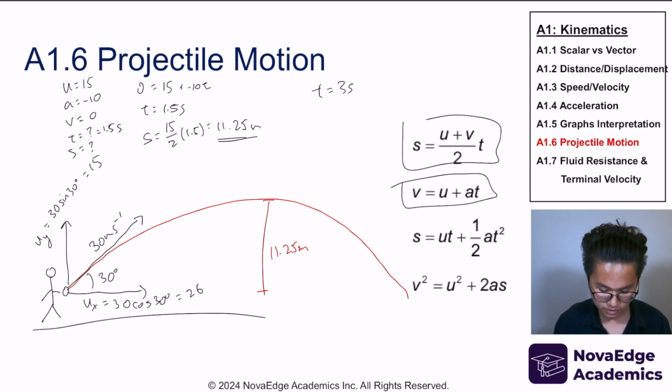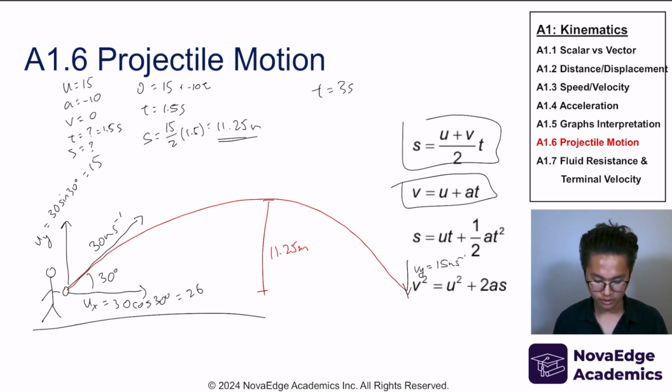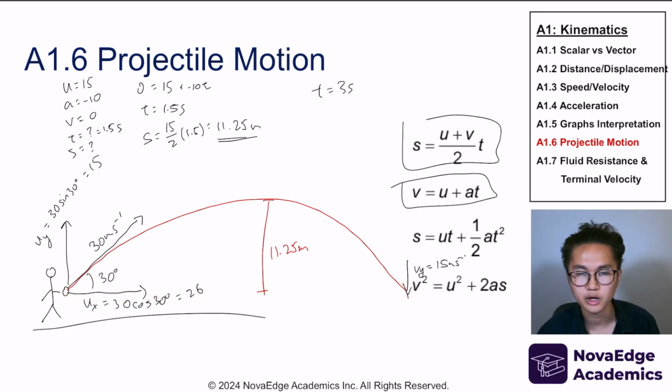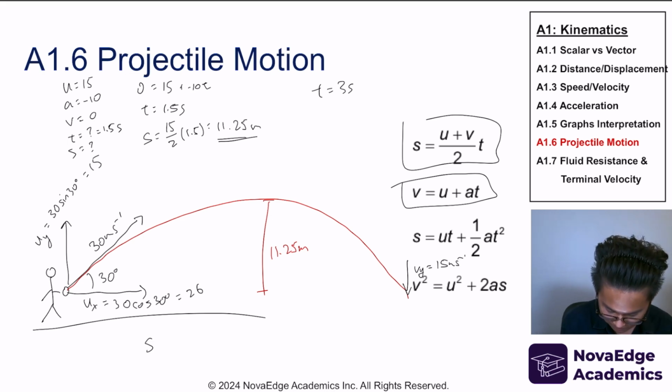Okay, and it's also going to be coming back down in a vertical component. vy is going to be equal to 15 meters per second. Okay, now I also want to know how far it traveled in the horizontal direction, right? How far did I throw the ball? I can find this because now I know how long it was in the air for, 3 seconds. So the distance in the x direction is equal to ux times t, and that's equal to 26 times 3, which is equal to 78 meters.